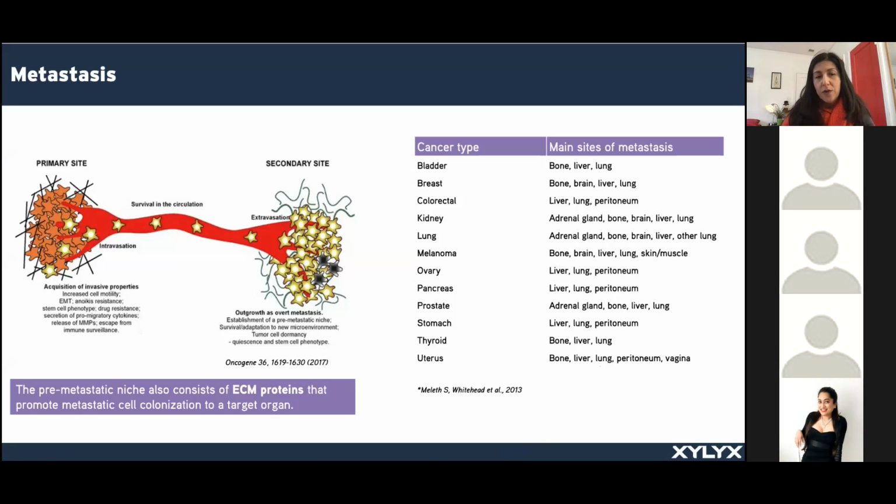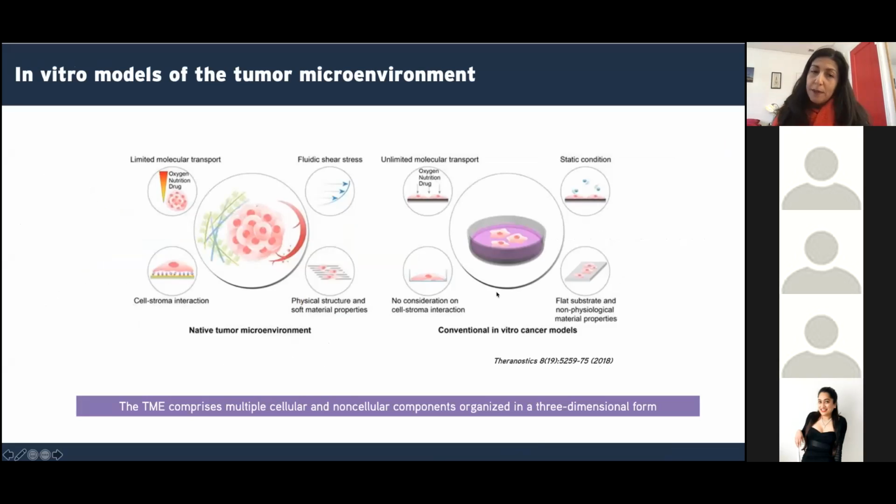recapitulate this in vitro? In this paper published about 2 years ago, they compare what is the native tumor microenvironment, what is known to be present and important in the native tumor microenvironment, and what the most conventional in vitro cancer models are offering. So within these properties, we know that in the native tumor microenvironment, we have a limited molecular transport, and also the physical structure is important, as well as the cell-stroma interaction.